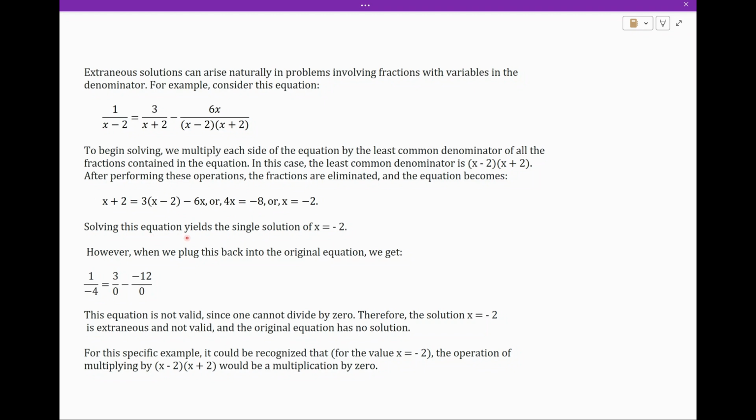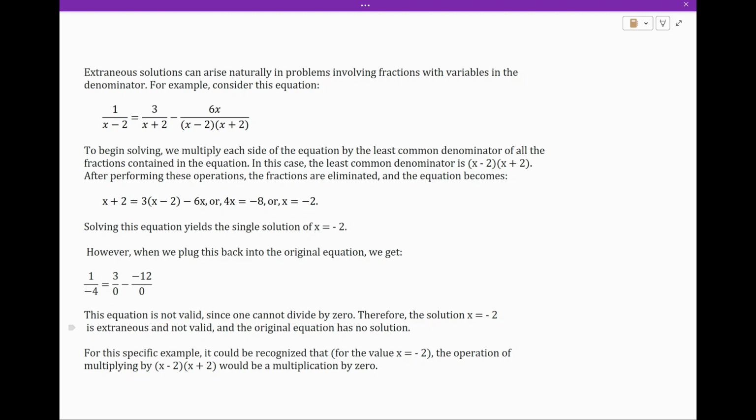Solving this equation yields a single solution, that is x is equal to minus 2. However, when we plug this back into the original equation, we get 1 by minus 4 is equal to 3 by 0 minus minus 12 by 0. This equation is not valid because we cannot divide by 0.